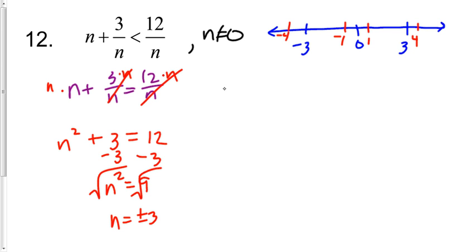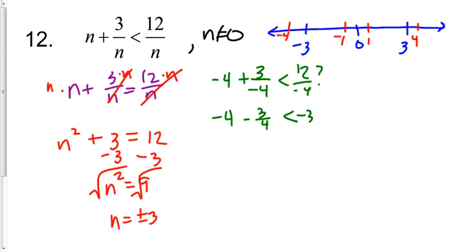Okay, so let's test -4 first. -4 plus 3 over -4, is that less than 12 over -4? Well, I have -4 minus 3/4, -4 and 3/4. Is that less than -3? Yeah, it is. It's a bigger negative number, so that means it's to the left on the number line. So yes, this is a solution. I'm going to use an open dot on my endpoints here because I don't see an equal sign underneath the inequality. So everything to the left of -3 is a solution because -4 worked.